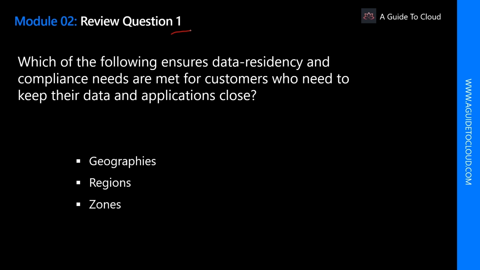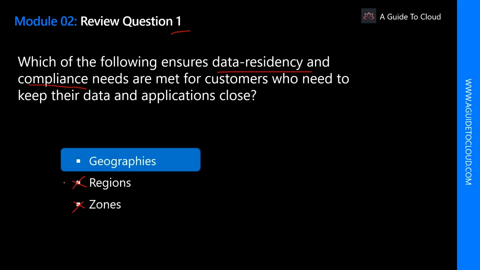Which of the following ensures data residency and compliance needs are met for customers who need to keep their data and applications close? The key word over here is data residency and compliance. So what are the options? We have geographies, regions, and zones. I definitely know it's not regions and it's not zones. The right answer is geographies, because geographies allow customers with specific data residency and compliance needs to keep their data and applications close. Geographies ensure that data residency, sovereignty, compliance, and resilience requirements are honored within the geographical boundaries.